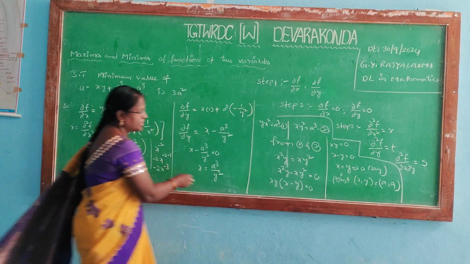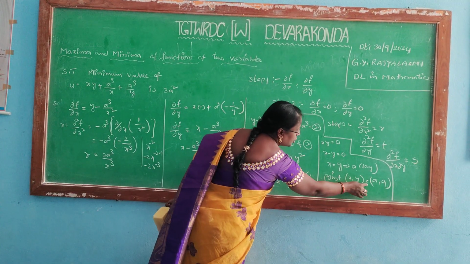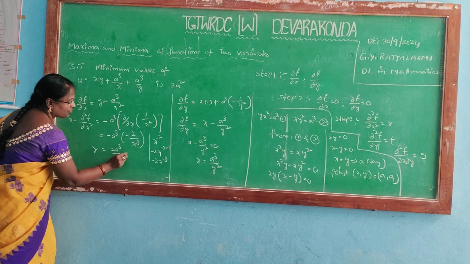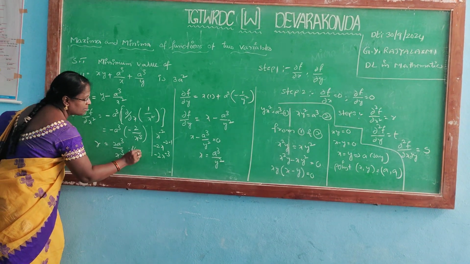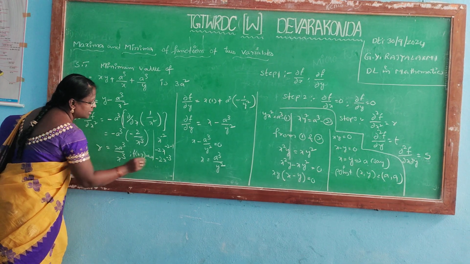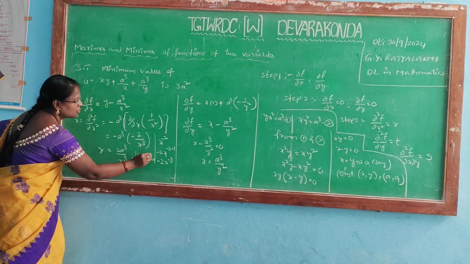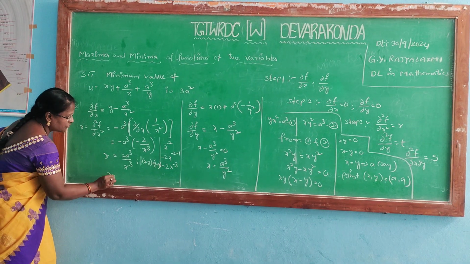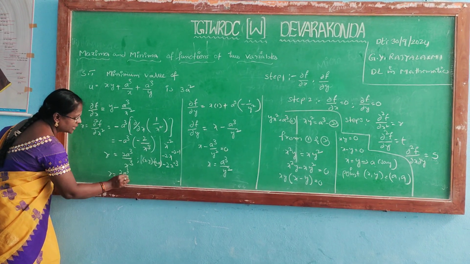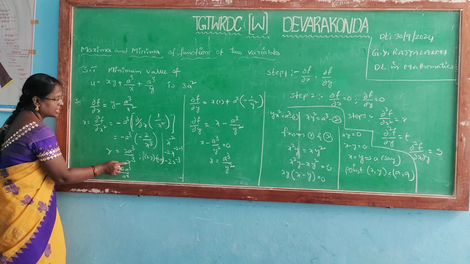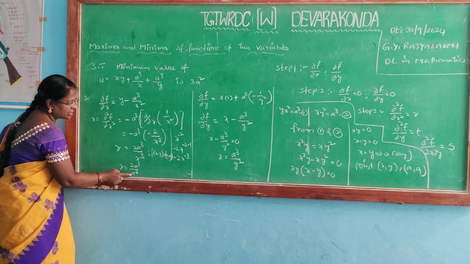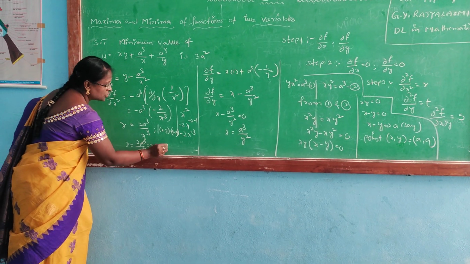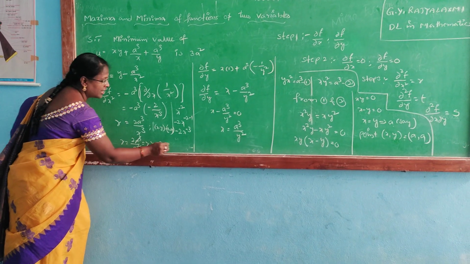Already we found the point x comma y equal to a comma a. So here I am substituting the x value, x is a. So r equals 2a³ by a³. The a³ cancels and r equals 2. So r equals 2, which is greater than 0.